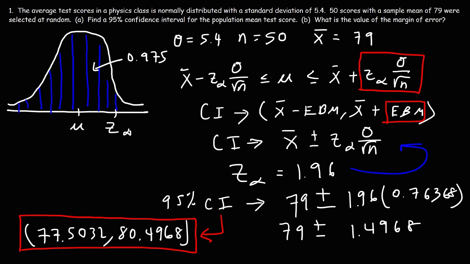We could say that we're 95% confident that the mean for the population, or the mean of the average test scores in this physics class, is between 77.5032 and 80.4968. So if we were to take 100 samples, we expect that about 95 samples will have a mean between these two values. The other 5 samples will have a mean outside of those values. So that's the basic idea behind the confidence interval. So we're 95% confident that the mean is going to be between these two numbers.